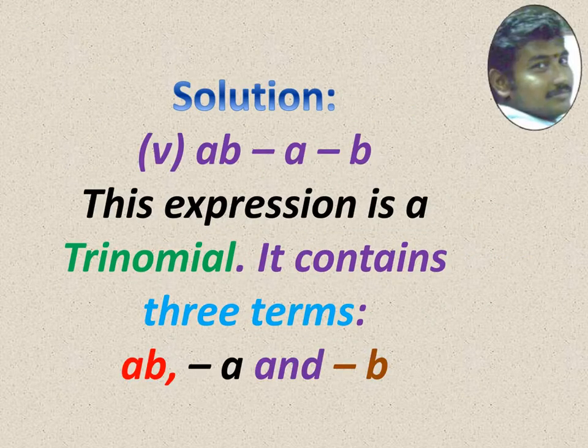Look at now: ab minus a minus b. This expression is a trinomial because it has three unlike terms. ab is a term, minus a is a term, and minus b is another term. So there are three unlike terms. That's why it is a trinomial.